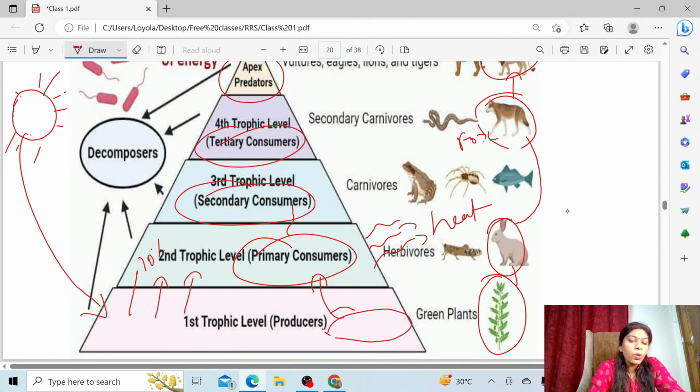In the secondary consumers also, they will take only 10% of the energy stored by primary consumers. The rest everything will go out in the form of heat. Same, it goes till the apex predator.